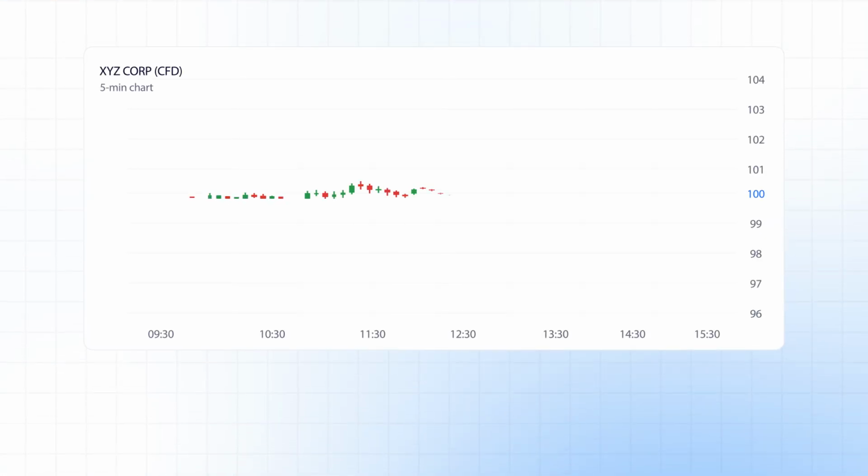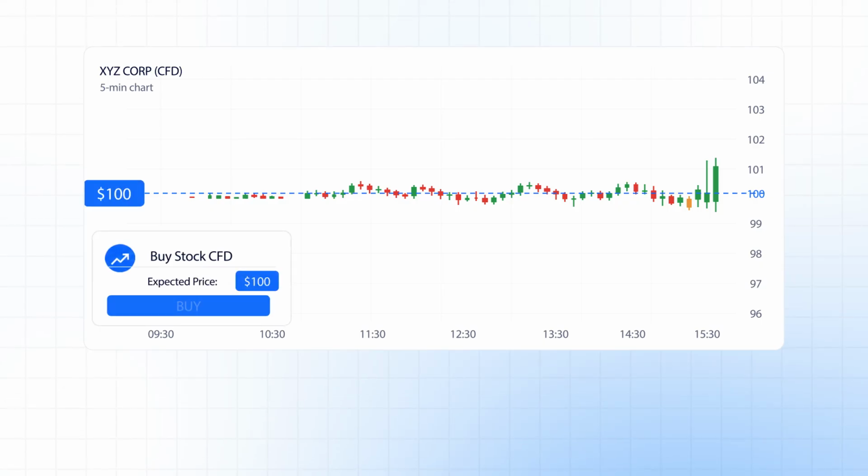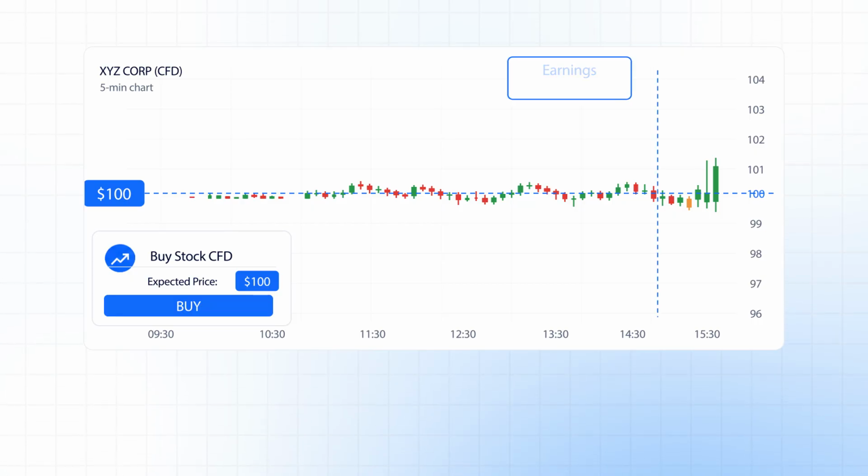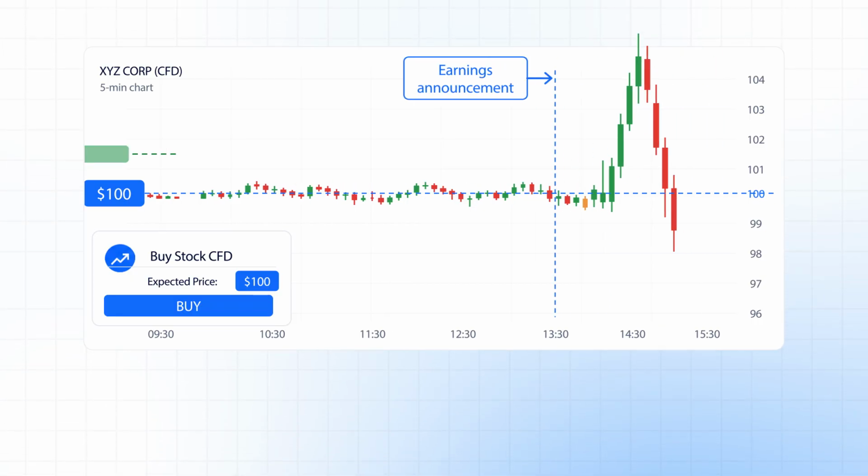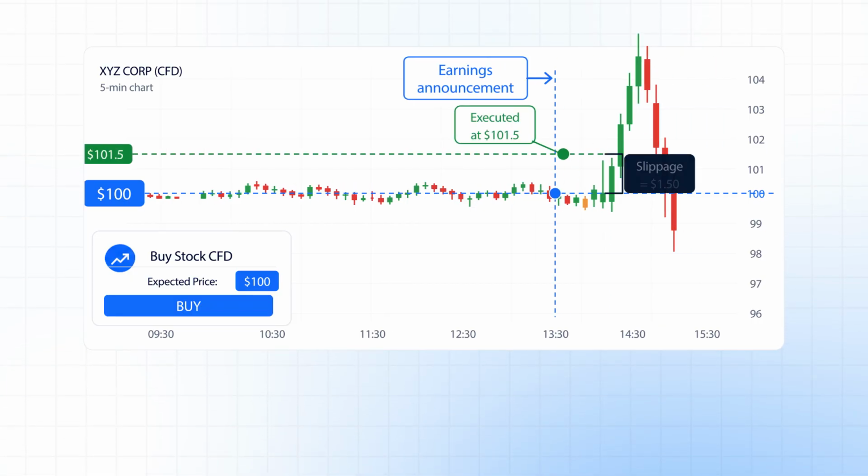How does that practically look like? Let's imagine you try to buy a stock CFD at $100. But right now there is an earnings announcement and the prices move too rapidly. So your order is not executed at $100 but at $101.5. The difference between where you expect it to be put in and where you were actually put in is what we exactly call slippage.